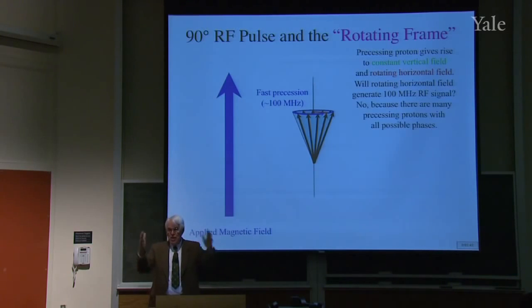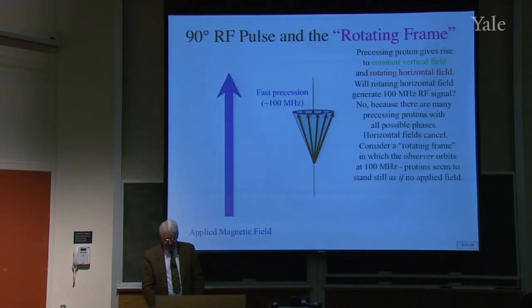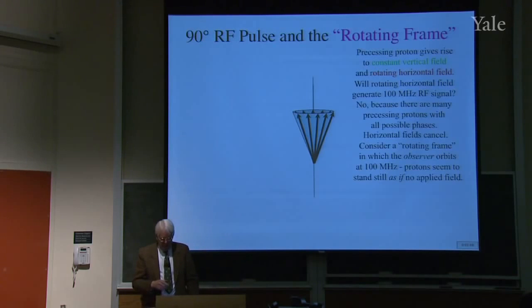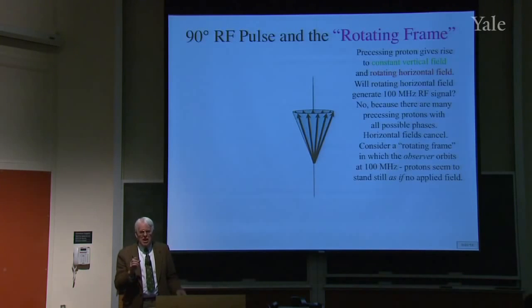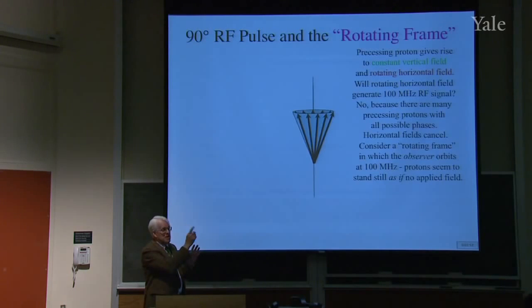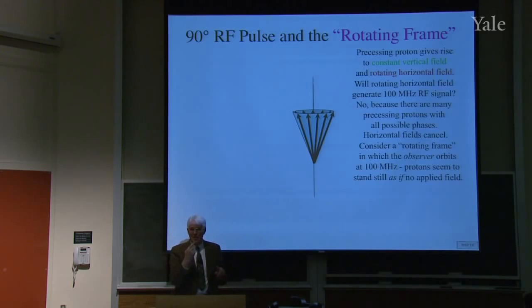Everybody see that? So you don't get any net signal coming out, okay? So the horizontal fields cancel, but there's a trick that allows you to do it. And that is, suppose that instead of us sitting here and watching them precess, suppose we orbit around them at 100 megahertz. We would certainly get dizzy, right, if we went around them at 100 megahertz. But what would a proton look like if we were going around it at 100 megahertz and it's going around at 100 megahertz? It would look like it's standing still.